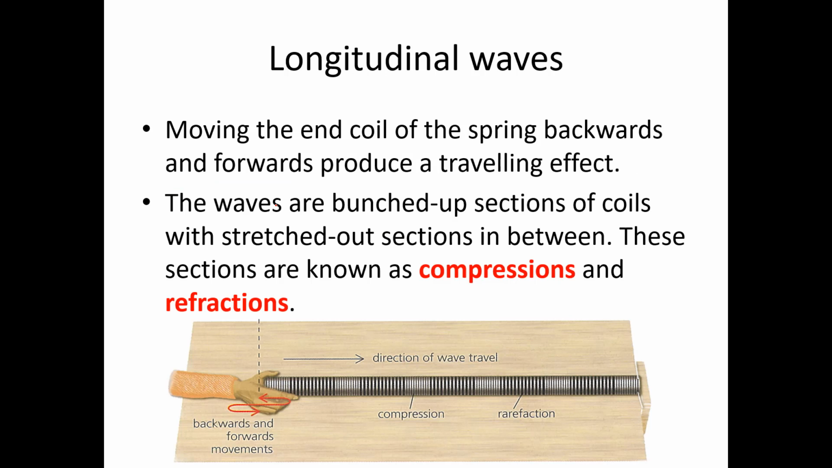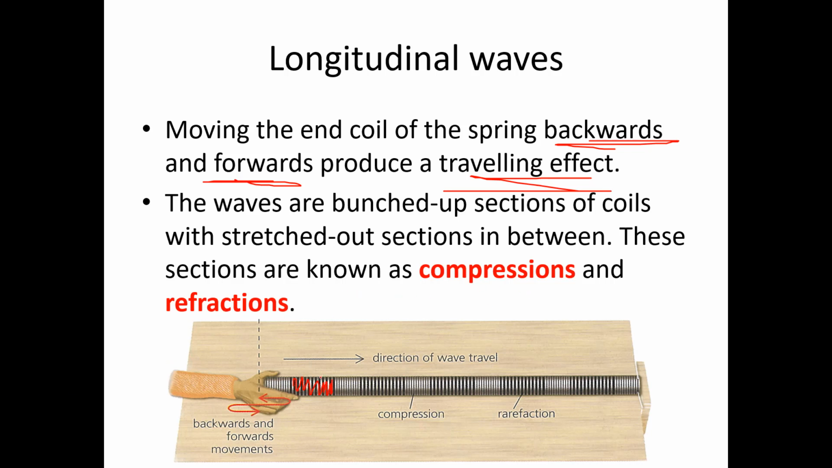More information about longitudinal waves. If you look at this spring, it consists of coils. These are coils. Moving the end coil of the spring backward and forward produces a traveling effect, or it produces the oscillations. So the waves are bunched up sections of coil when stretched out, with sections in between. These sections are known as compressions and rarefactions.